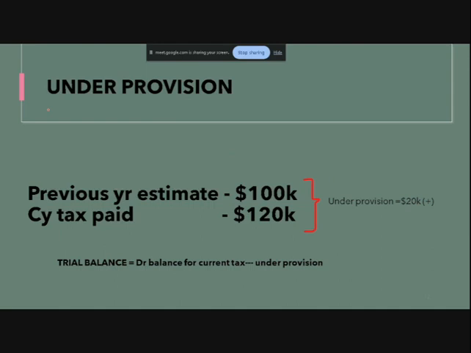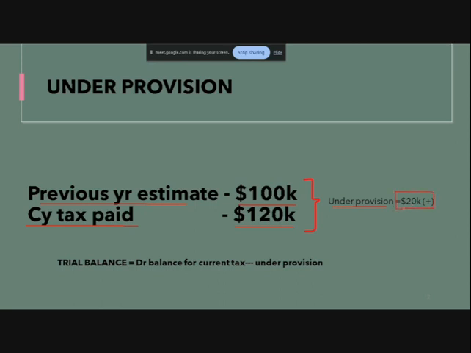Basically this is how we do it. Let's say we have estimated in previous year, our estimate was 100K dollars, so we have given a provision for tax as 100K dollars, but the actual amount of current year tax we paid was 120K dollars. So it was more than we have estimated, right? So as the name suggests, we have provided an under provision, we have not provided it appropriately. We have provided less provision than was required, right? So there's an under provision of 20K dollars, right?